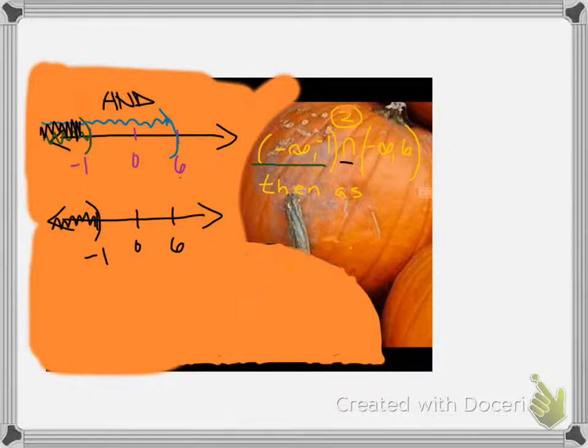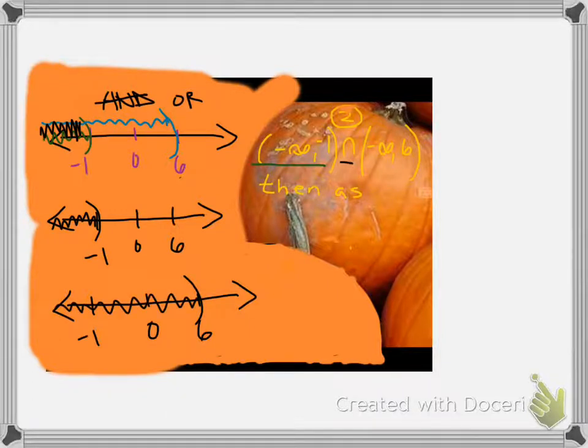Now what about my or? Change the and to an or, ask yourself the same question, but this time it's where do you see blue or green? Well, I see blue from the 6 all the way to the negative 1, then I see blue and green all the way out from there. So where do I see blue or green? I see it from the 6 all the way into negative infinity. This is my and, this is my or. Okay? Pretty straightforward. Let's try another one.